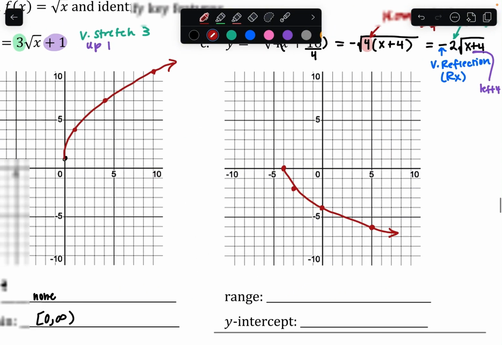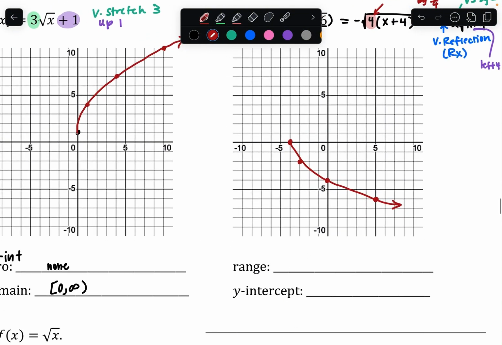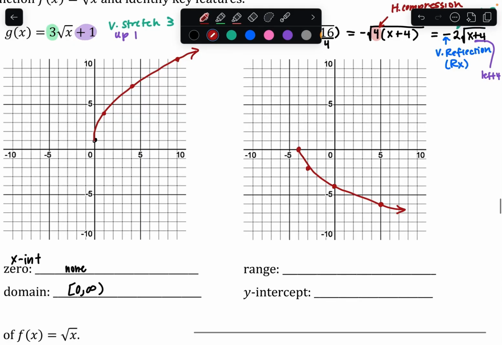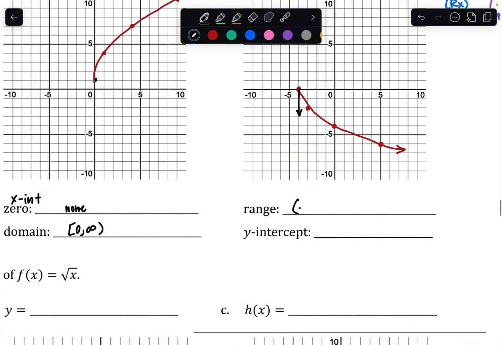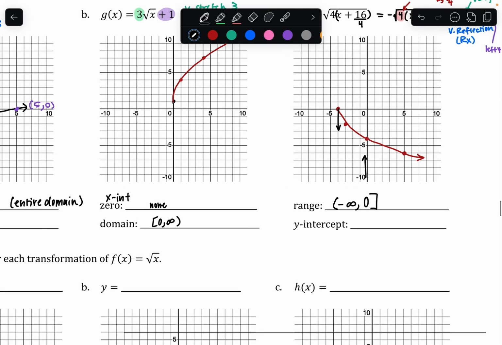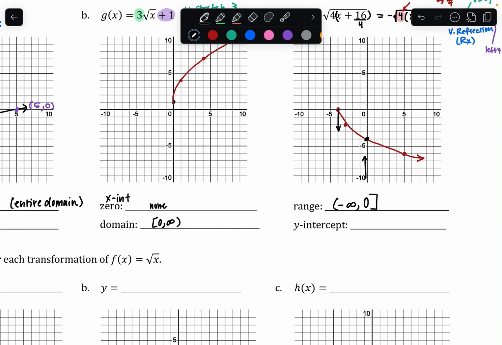Okay, and so there's our vertically stretched and reflected and moved left graph. And so this time our range is going from 0 to -infinity because it's going down. And so how we write that is from least to greatest. So bottom to top, -infinity, and then we stop at 0, which would be the maximum for this function. And then our y-intercept we can see is at (0, -4).